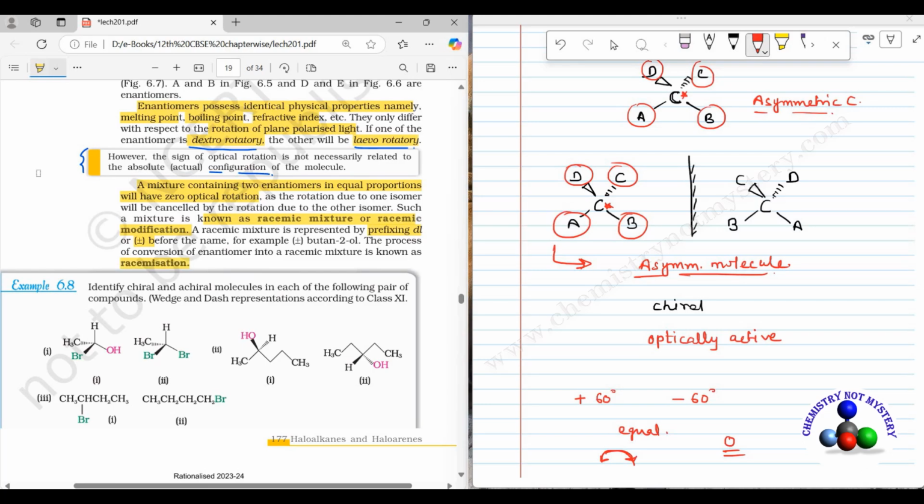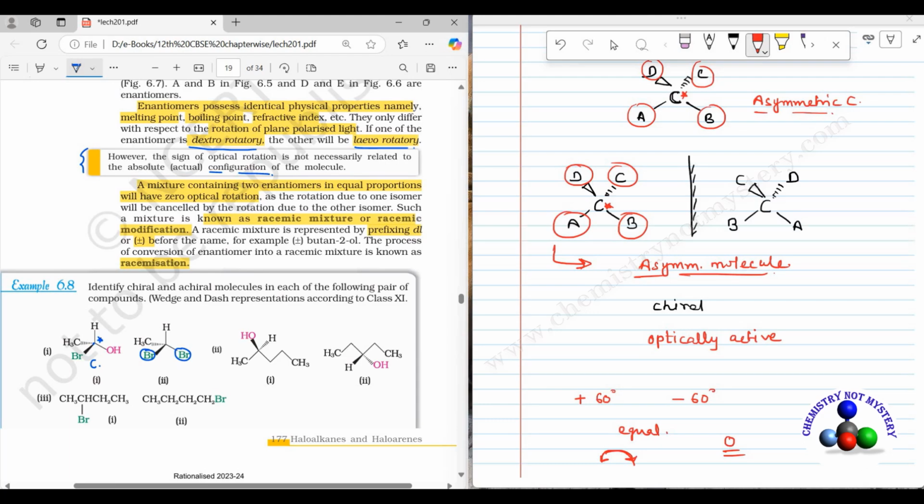Now let's try to solve example 6.8. Identify chiral and achiral molecules in each of the following pairs. In the first pair, this carbon is bonded to H, CH3, Br and OH. So all the four groups are different. So this molecule is chiral. While in the second structure there are two bromines bonded to the same carbon. So this carbon will be achiral and the molecule will be an achiral molecule.